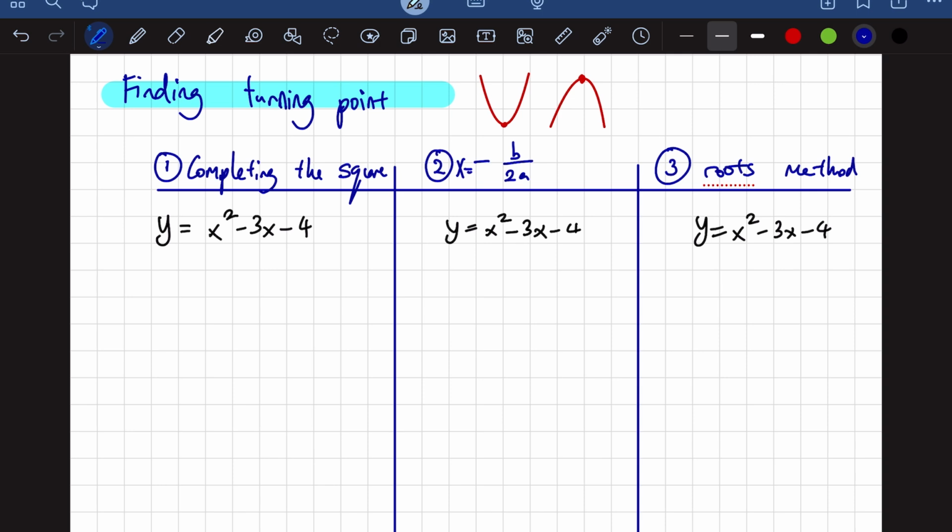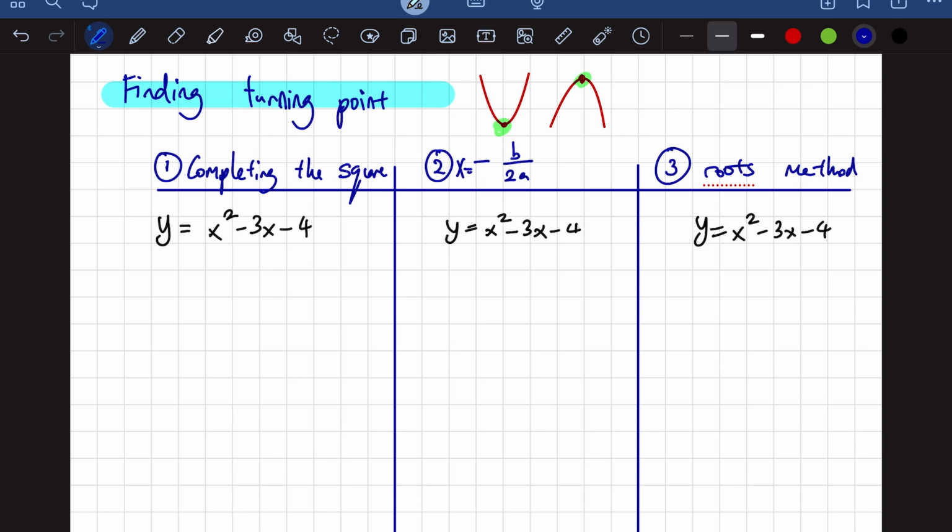Now, turning points are essentially the maximum or the minimum points of a parabola. As you can see, I have the examples drawn above. On the left, which looks like a U shape, will give you a minimum point, and the one on the right, which looks like an N shape, will give you a maximum point. Those are basically what are known as turning points.